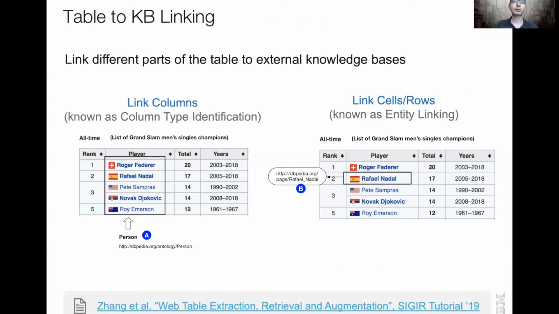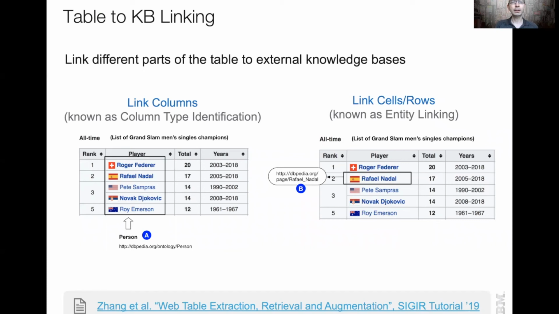In this tutorial, we will not be reviewing the table to knowledge base linking work in detail. For that, we would like to refer you to a great tutorial given by Zhang et al. on the topic in SIGIR 2019. However, we would like to spend at least a few minutes to define the problem. Table to knowledge base linking can be classified into three main subtasks. And the subtasks depend on the type of table component that we're trying to link to the knowledge base.